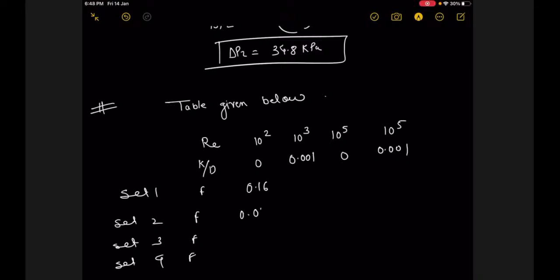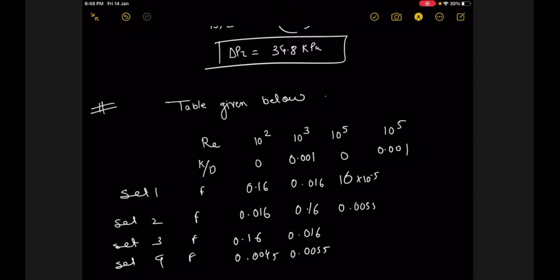The values of F are 0.16, 0.016, 0.16, 0.0045, 0.016, 0.16, 0.016, 0.0055, 16 into 10 to the power minus 5, 0.0055, 0.0045, 0.0045, 0.0055, 0.16. So solve this.